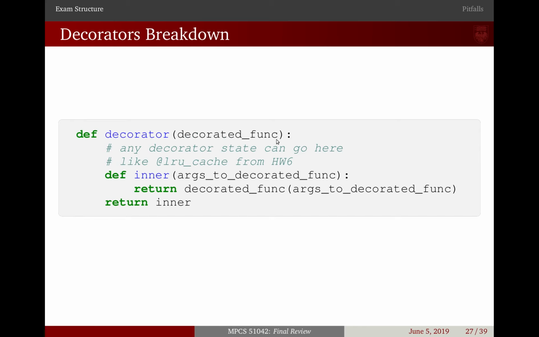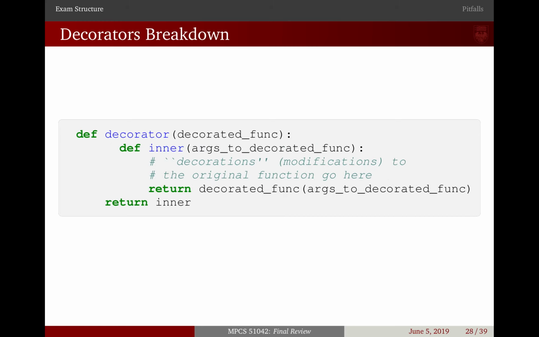Then inside of that decorator, any decorator state can go here, just like we had the least recently used cache from homework 6, I think. That was maintained as state inside of our decorator, which we can access anytime we need to call this function. And then we define an inner function, which actually takes the args to our decorated function, the function that we're decorating. So the decorations, or the changes to the behavior of that function, are going to go here.